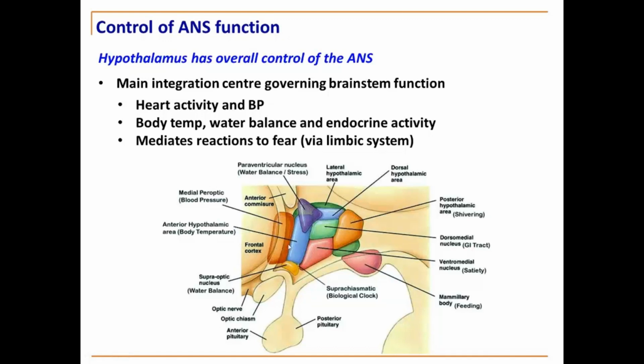It has an important role in your sleep-wake cycle. It has an important role in the release of many other hormones. So the gonadotropins, the ones involved in reproduction, for example. So there are lots and lots of different roles that the hypothalamus has control of. It's basically helping to control the autonomic nervous system and your homeostasis.